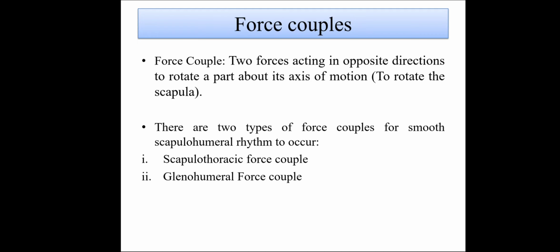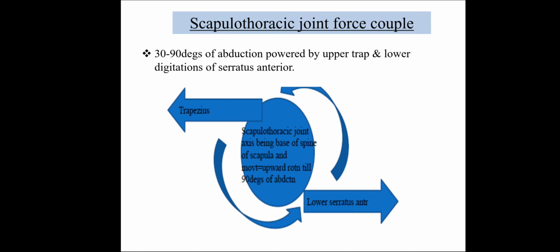Coming to the scapulothoracic joint. Majorly, when you are abducting or flexing your shoulder joint, the upward rotation of the scapula is a must.